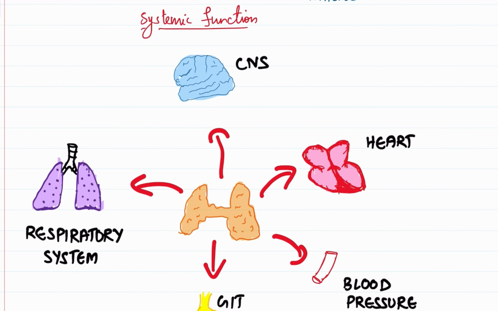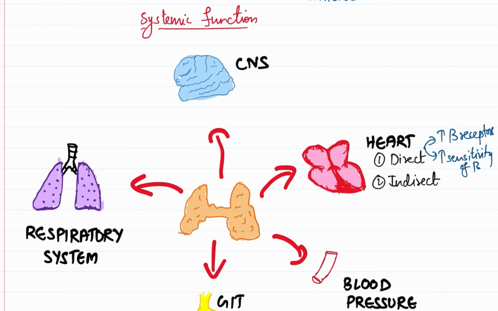Now let's move into the systemic functions of the thyroid gland. To begin with the heart, it has a direct effect and an indirect effect. Now what is the direct effect? The direct effect is that it increases the amount of beta receptors, and it increases the sensitivity of beta receptors to noradrenaline and adrenaline. And the indirect effect is that it stimulates the sympathetic system. So sympathetic activity or adrenergic stimulation occurs.